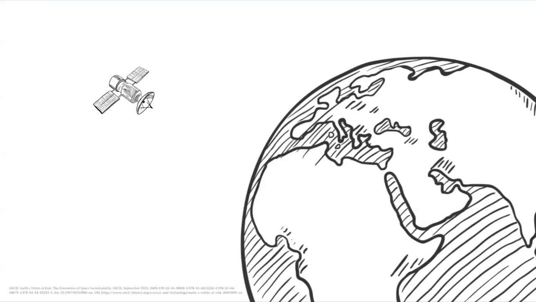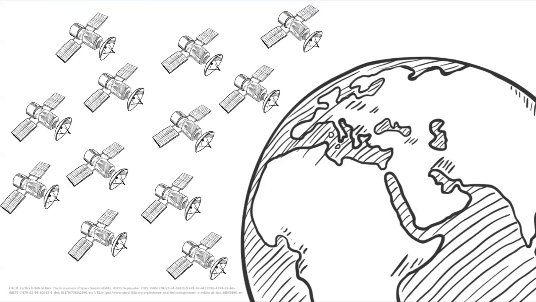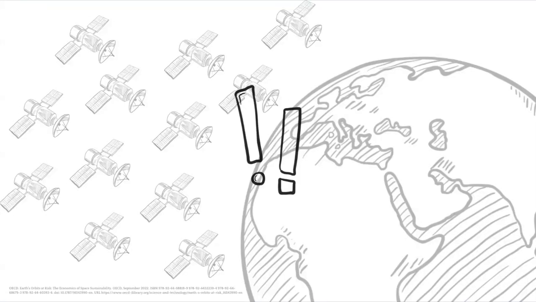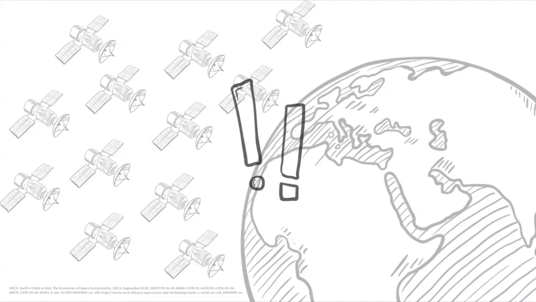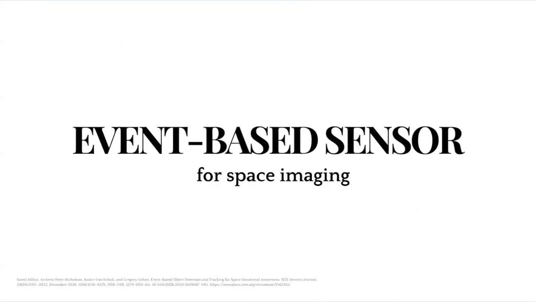Since we launched the first artificial satellite in 1957, the number of satellites orbiting the Earth has dramatically increased, and predictions suggest that thousands more will be launched in the following decades. This raises a growing concern in the space community, leading to more initiatives to better our space situational awareness. One of these initiatives involves the use of the emerging technology of event-based sensors for space imaging.